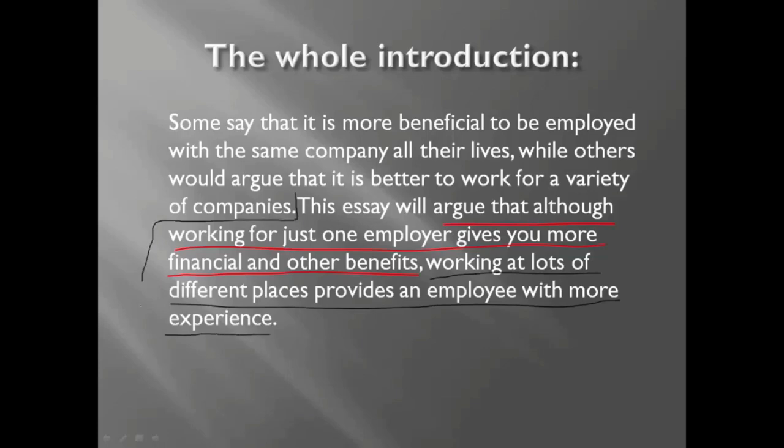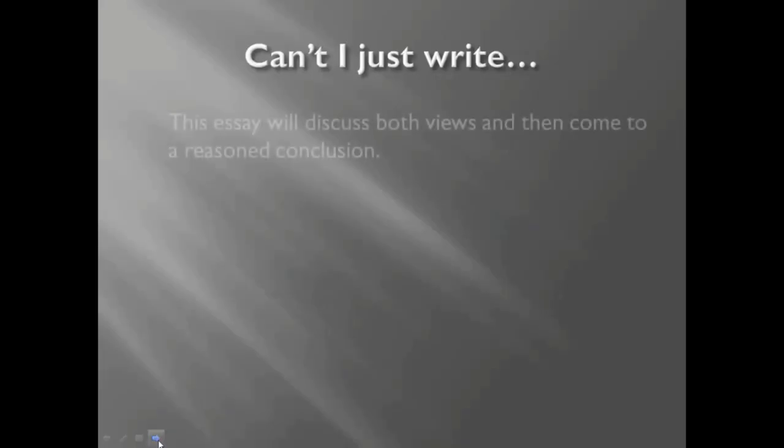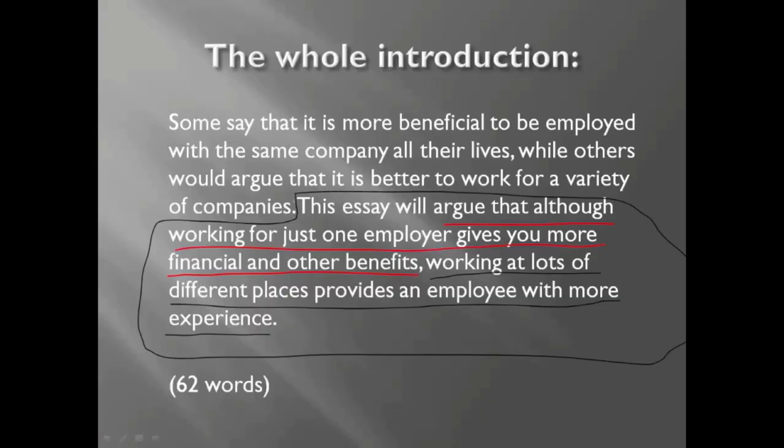So by doing all of this, we have discussed both views, outlined our main points, and given our opinion. So we have satisfied the three criteria: paraphrasing, opinion, and giving an outline of our main ideas. And it's only 62 words, so just over what I recommend, but you can go over by a few words, that's no problem. So can I just write, this essay will discuss both views and then come to a reasoned conclusion? No, you cannot write, this essay will discuss both views and then come to a reasoned conclusion. So lots of people would stop here.